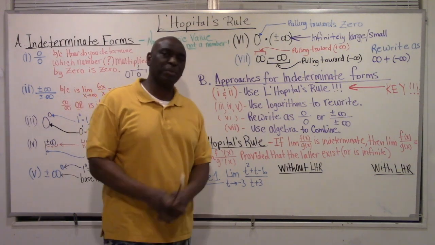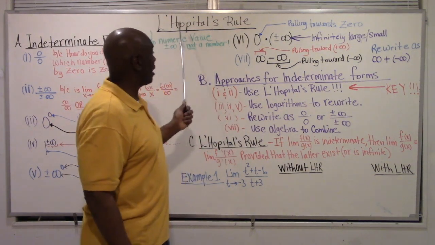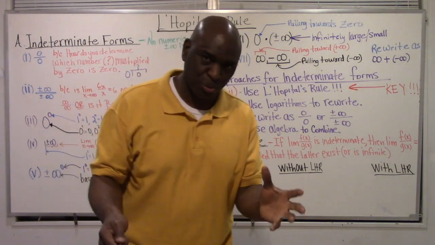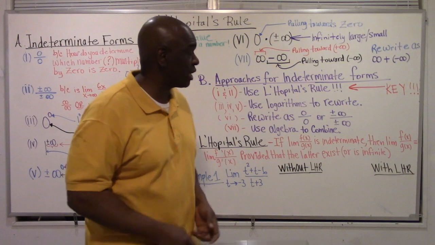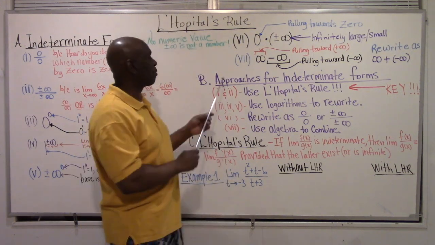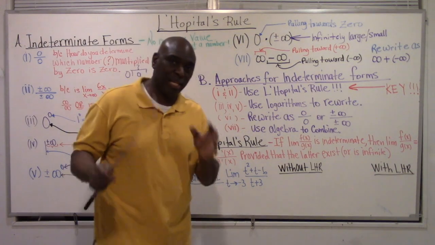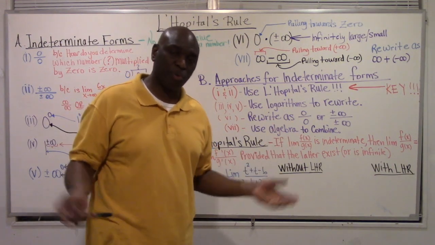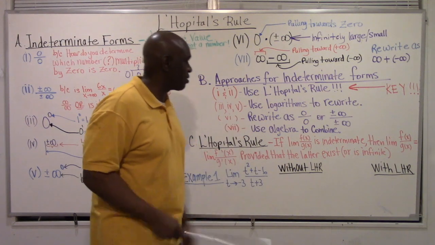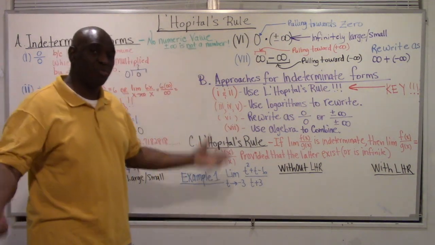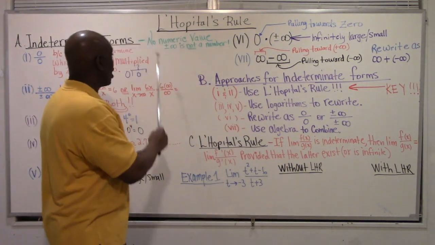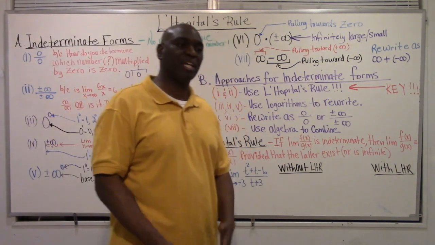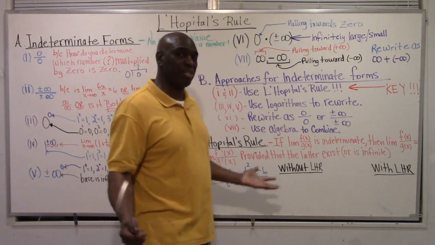So, as we're looking at L'Hopital's rule and going into it, there are some approaches that we have to take and implement when we have these various indeterminate forms, when we have these forms that don't render us a numeric value. Infinity is not a number, so it gives us no numeric value. So how do we approach these indeterminate forms?